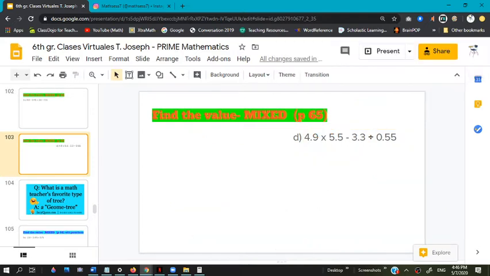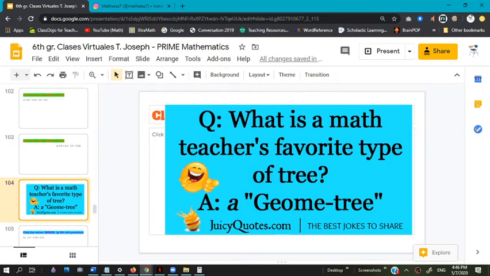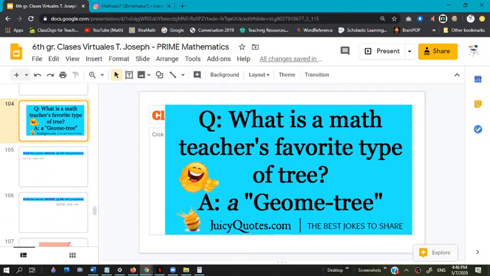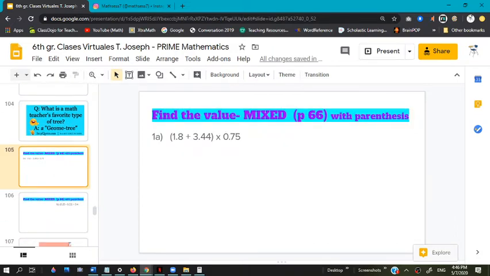Before we do that, let's look at another joke. It says, what is a math teacher's favorite type of tree? A geometry. Get it? Geometry.